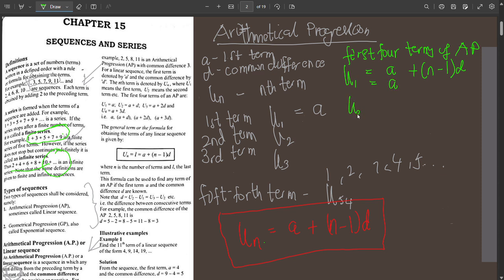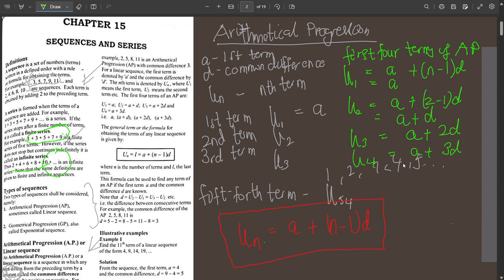Let's see the second term. U of 2 is equal to a plus 2 minus 1, d. We don't know the common difference, so it will be a plus d, because this is 1. And then u of 3 is a plus 2d. If you do it, you see u of 4 will be a plus 3d. So always it's just subtracting 1 from n and then multiplying it by d. So if it's 4, it's going to be 3. If it's 3, it's going to be 2. If it's 2, it's going to be 1. If it's 1, it's going to be 0, plus the a. So perfect. These are the first four terms of an arithmetic progression.